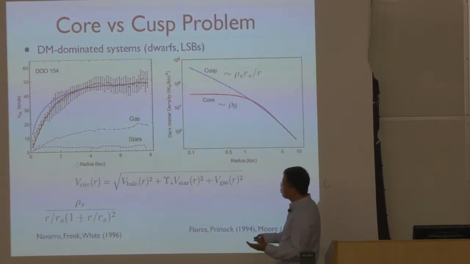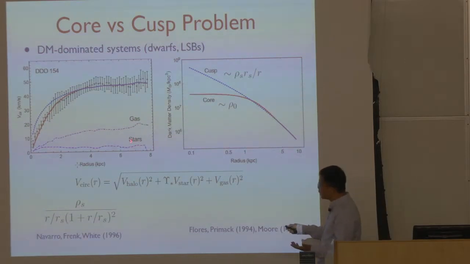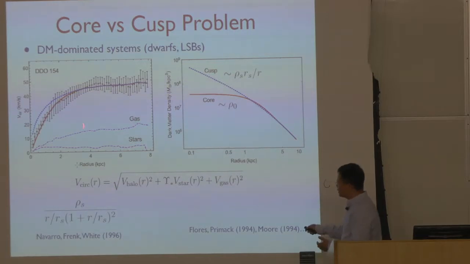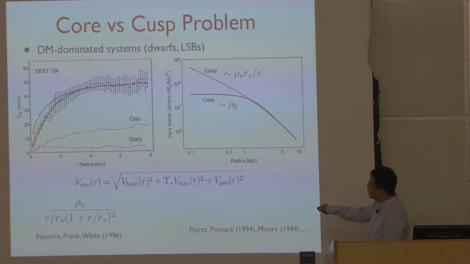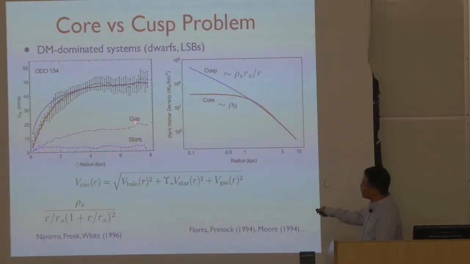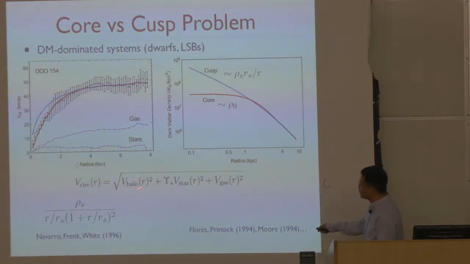So take this dwarf galaxy, DDO154, as an example. For a galaxy, there's a stellar contribution to the rotation curve, the circular velocity as a function of radius. And then there's a gas contribution. This is a dwarf galaxy, so it's a gas-rich galaxy. And this data with error bars, from observations of the rotation curve, if you add them up, you don't get the point. That's the reason why you need dark matter. So the circular velocity has a halo contribution, a stellar contribution, and a gas contribution. So you have to add these contributions.